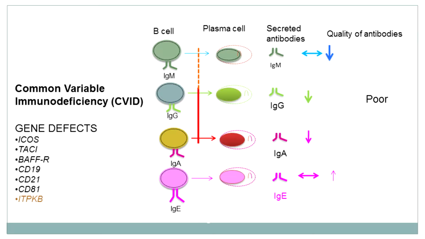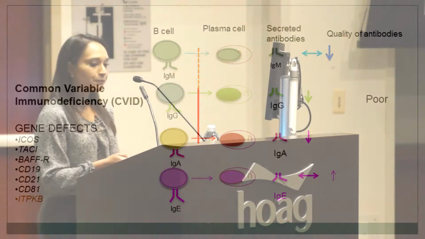An immune deficiency. So what you see here in common variable is that you have two classes of antibodies that are low. In this patient, you can see that IgG and IgA are low. Your IgM is normal. And the quality or the function of your antibodies is impaired. There are several gene defects associated with common variable immune deficiency, and the mainstay of treatment is IVIG or immune globulin replacement.